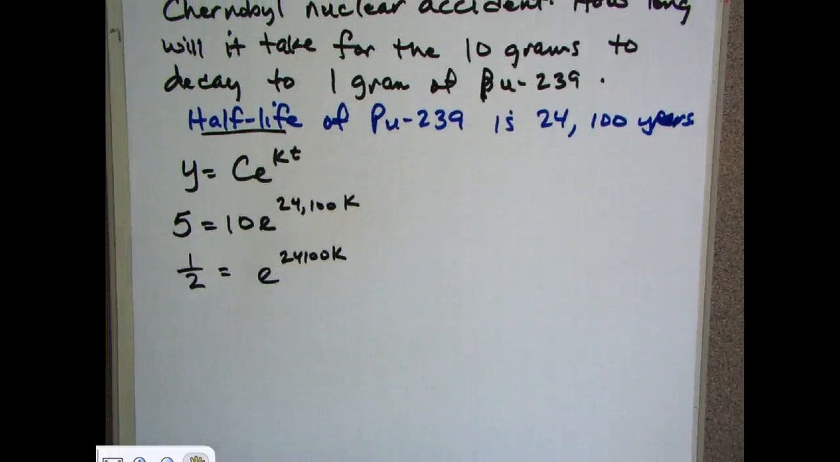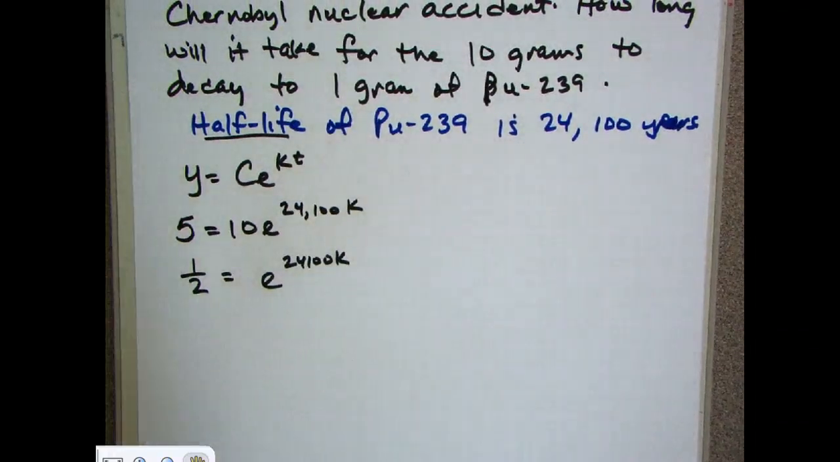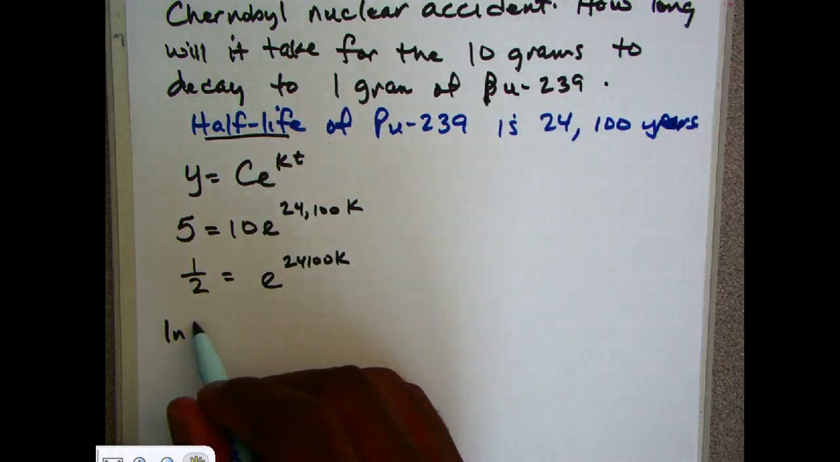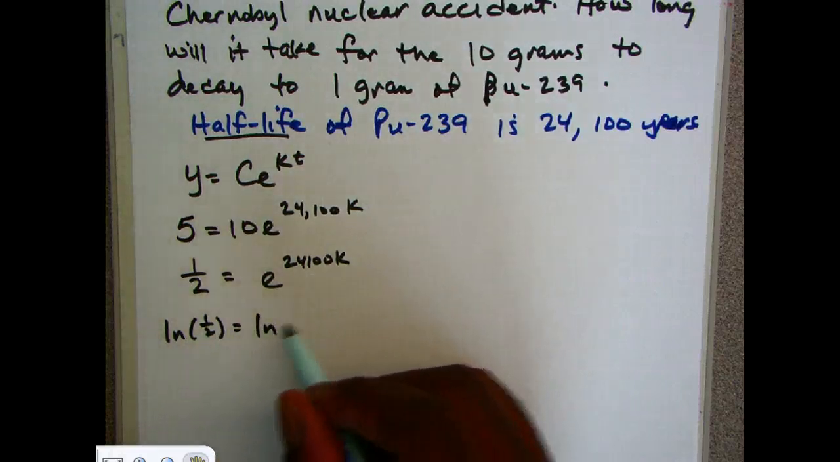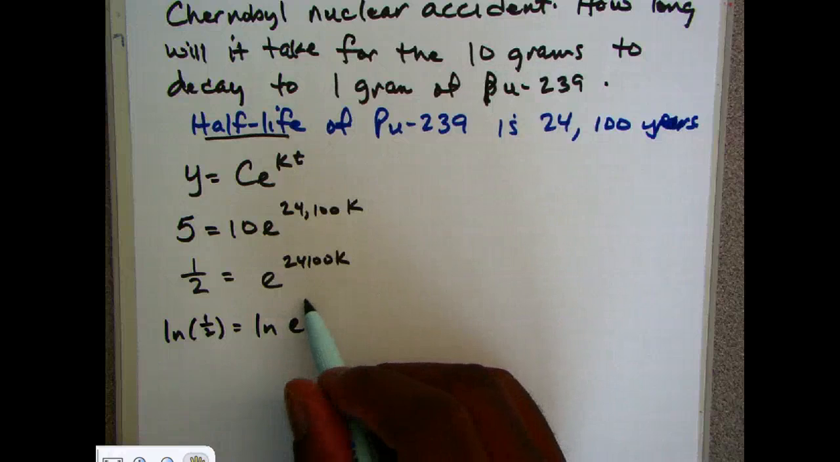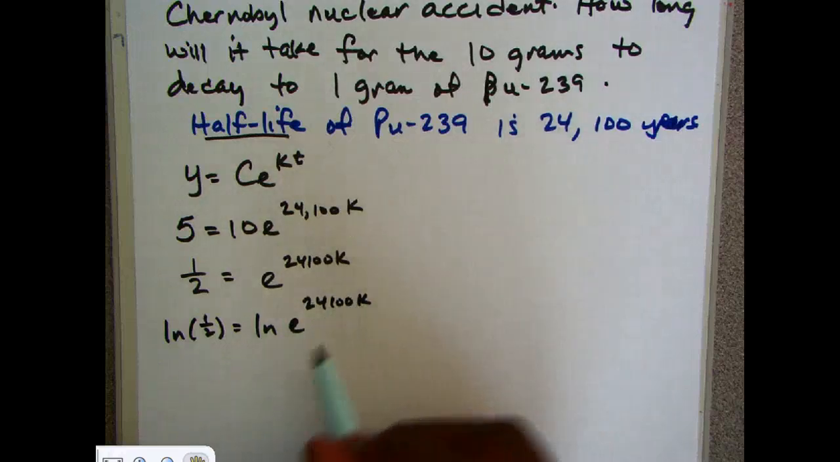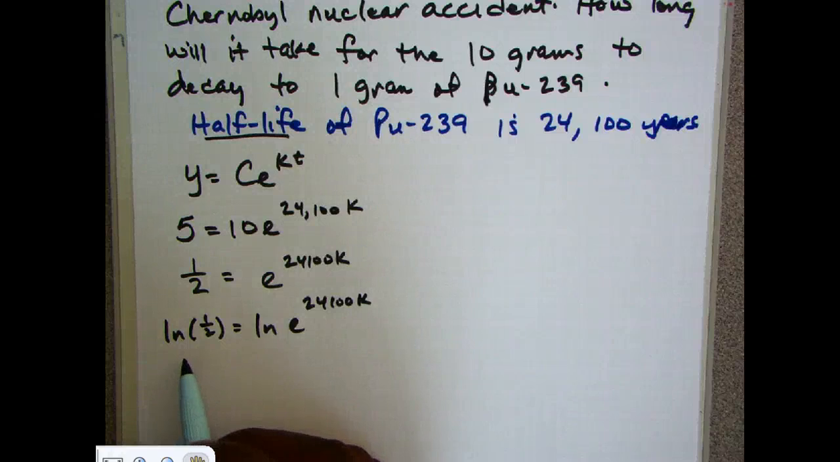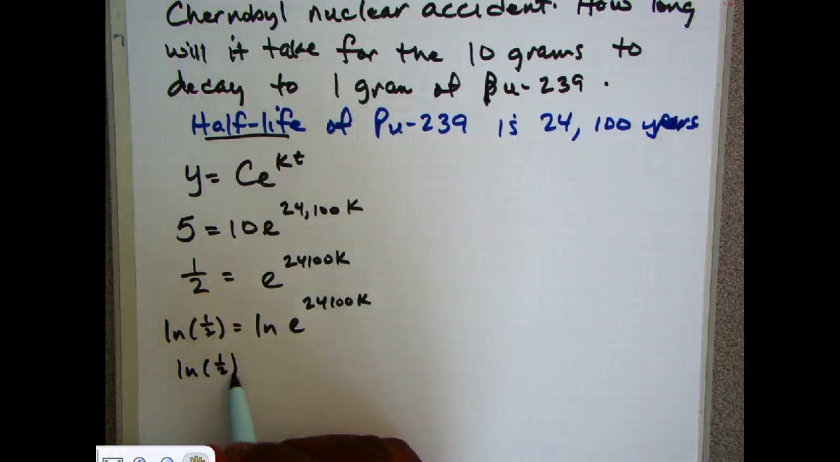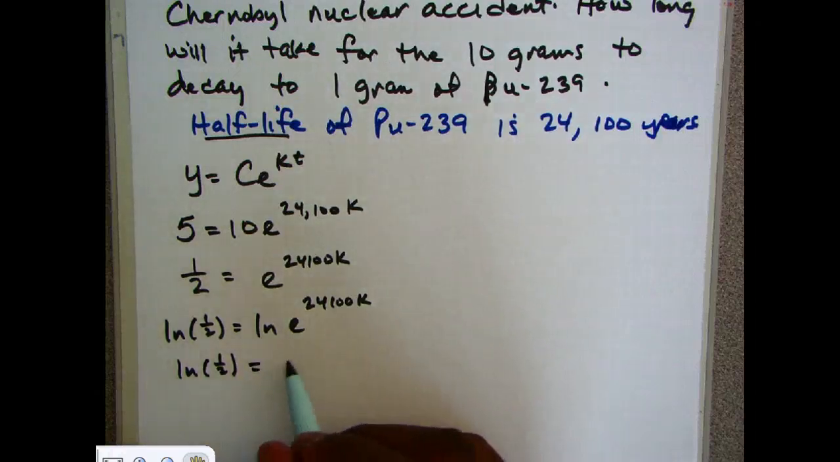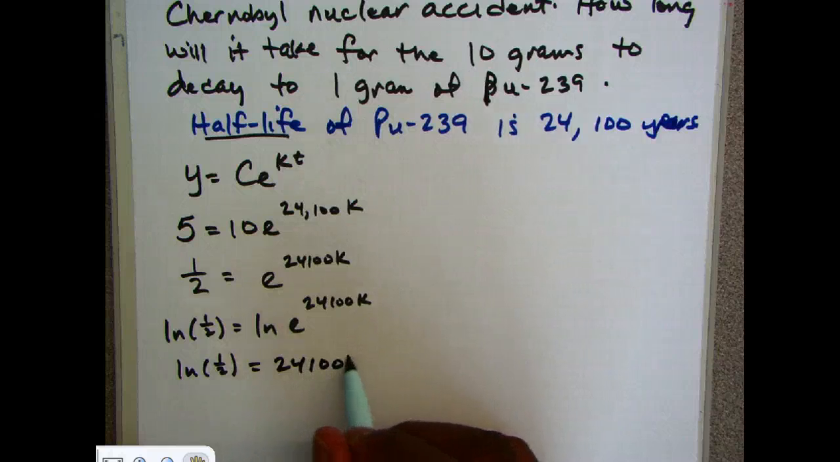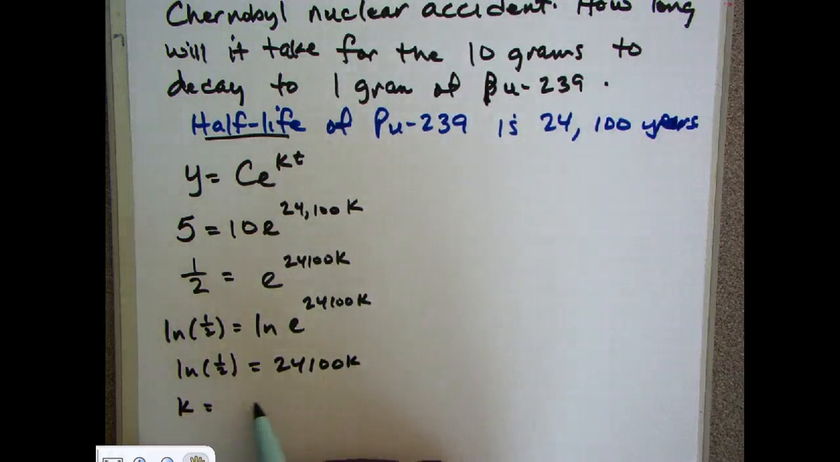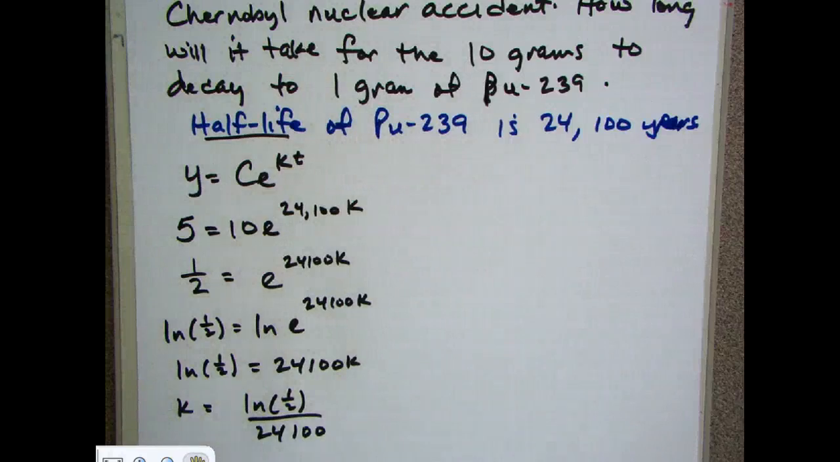Natural log of both sides. So we end up with natural log of 1/2 is equal to natural log of e to the 24,100 k. So that's natural log of 1/2 is equal to 24,100 k. So k is equal to ln of 1/2 divided by 24,100. So that's our k.